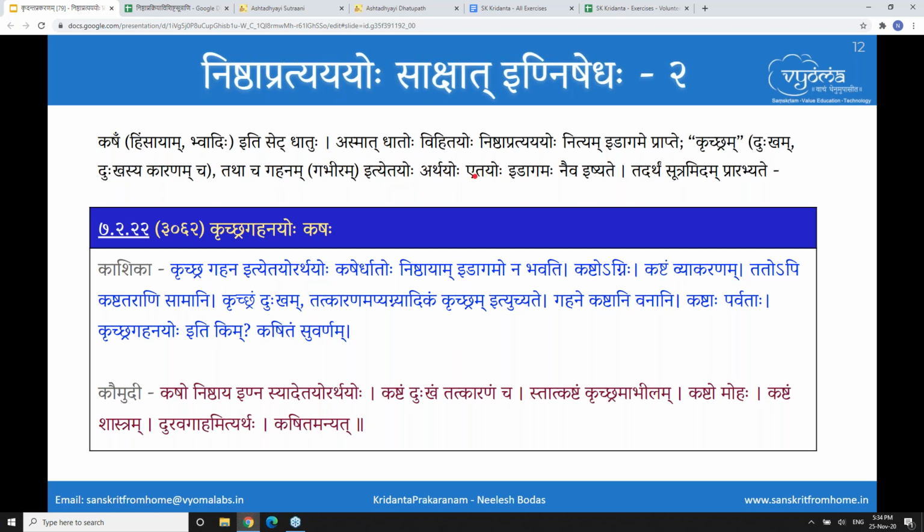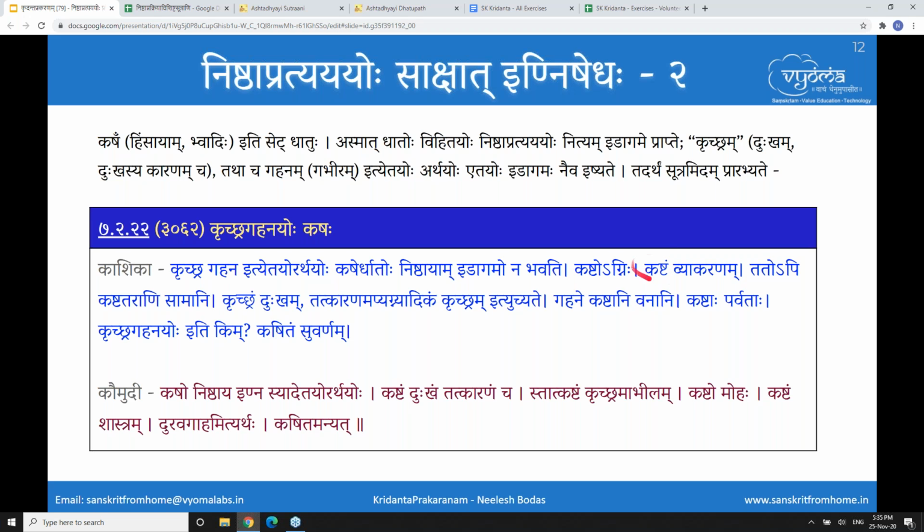So ityetayoho arthayoho idagamaha na bhavati anyatra tu set asti dhatuh ataha bhavati. So kruchha gahanayoho kashaha. Kruchha gahana ityetayoho arthayoho kashehe dhatoho nisthayam idagamaha na bhavati. Kashtaha agnihi. So Agni is kashtadayaka, or it is kruchha. Agni causes pain. It is dukkhasya karanam. So kruchha. So kashtaha. Kasha plus kta becomes kashta. Kashtam vyakaranam. So you can treat it either as dukkhadayaka or gahana, whichever party you belong to.